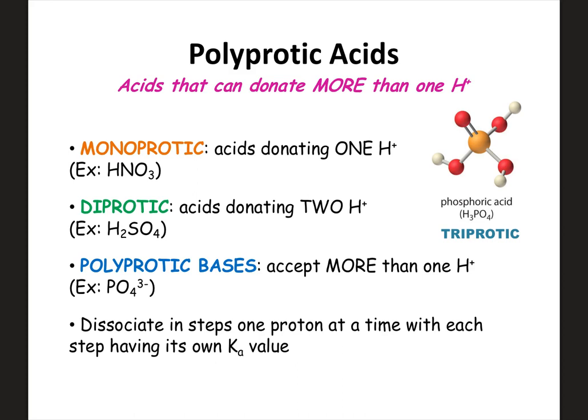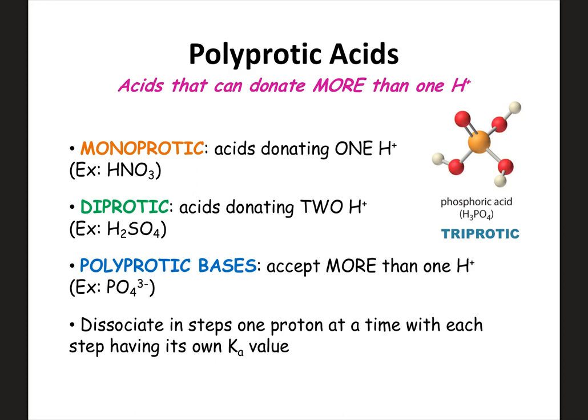And typically that's what we've been looking at so far, like HCl or HNO3. They only have one H plus that they can donate. A diprotic acid would be an acid that can donate two H plus. So di meaning two. So H2SO4, sulfuric acid, has two hydrogens that could be donated. And then obviously you could have a triprotic acid, something like phosphoric acid, H3PO4, which would have three H pluses to donate. So those are polyprotic acids.